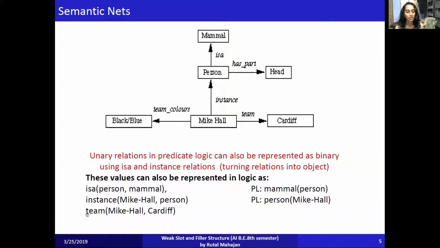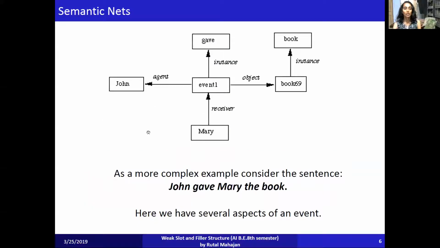Mycal is on team Cardiff, meaning Mycal belongs to team Cardiff. So they are related with team. This is how we can represent this concept in a semantic net. Another sentence we will see: John gave Mary the book. This is a kind of complex sentence.